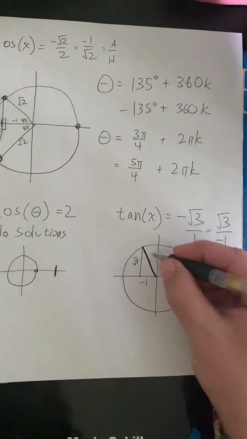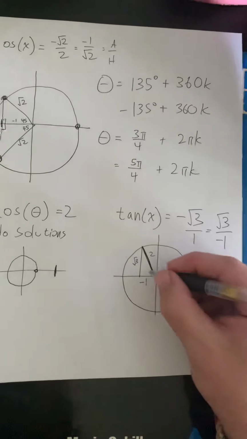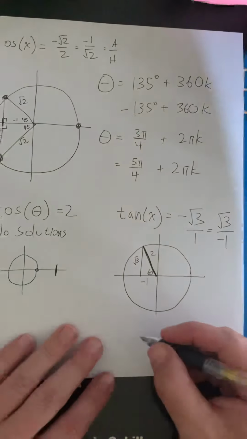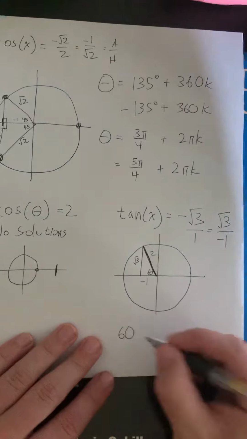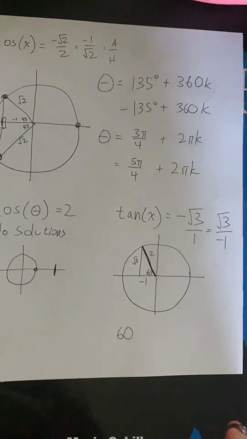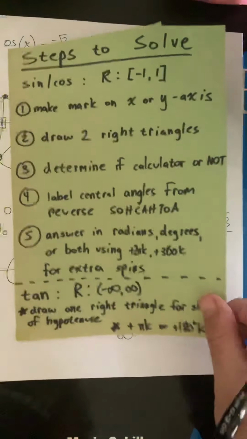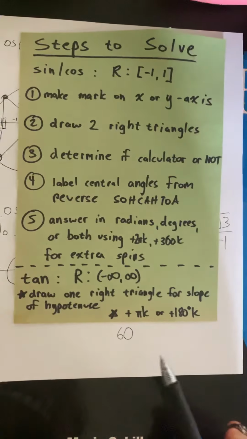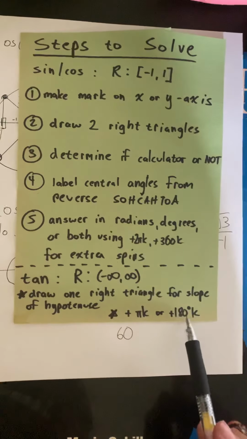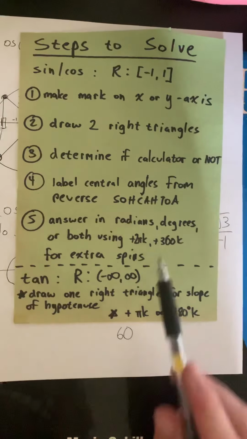That's a 2. You can fill in the hypotenuse. You should know it. It's 2. What does this got to be? This is a 60. So our answer here is 60. Now you might say, why did you just do one triangle here? And the reason is for tangent, you only need to draw one triangle because the extra spins for tangent are just 180k and not 360k.